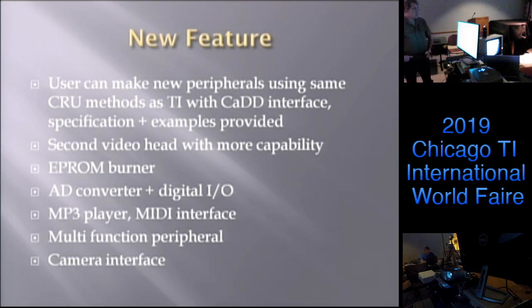So as I explained earlier, the new peripherals using the same CRU methods as the TI will be available on another board. But that brings the possibility of doing A to D converters. You could do MP3 players, video capture, vocoders, all kinds of different hardware could be easily created to be plugged into this. And you would be writing your code in TMS 9900 assembly language or C code or whatever you choose to, and be able to talk to these things externally in real hardware.